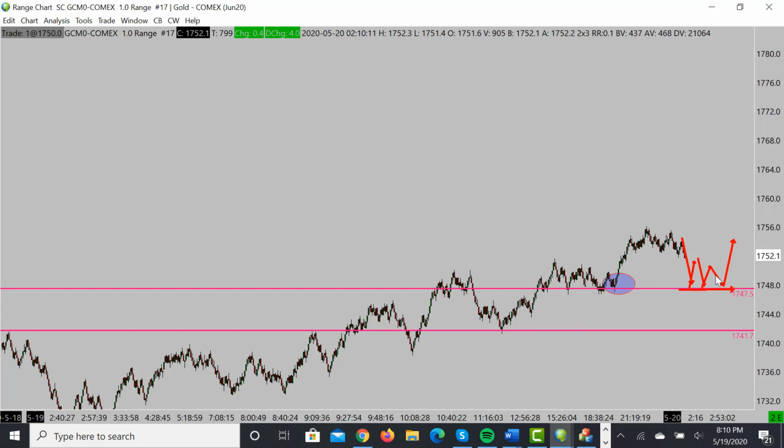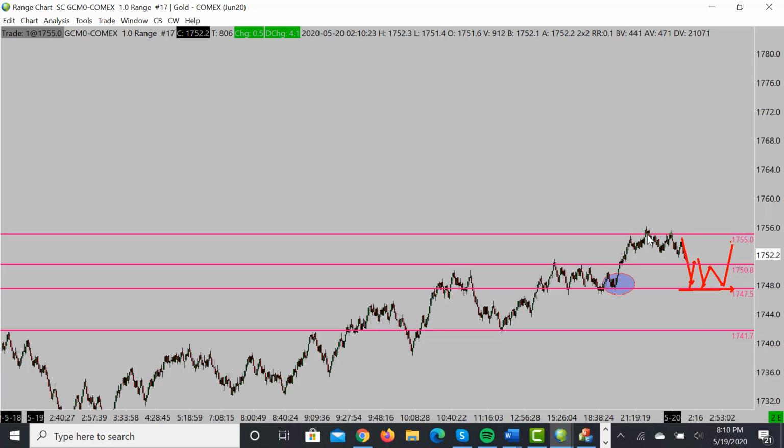That will be a good opportunity to buy that and take it right back up at bare minimum into this level here, which is going to be right around our 50. So 47.5 to maybe into about 50.8 is going to be our first target, and then our next target is going to be back above that into the 55s.